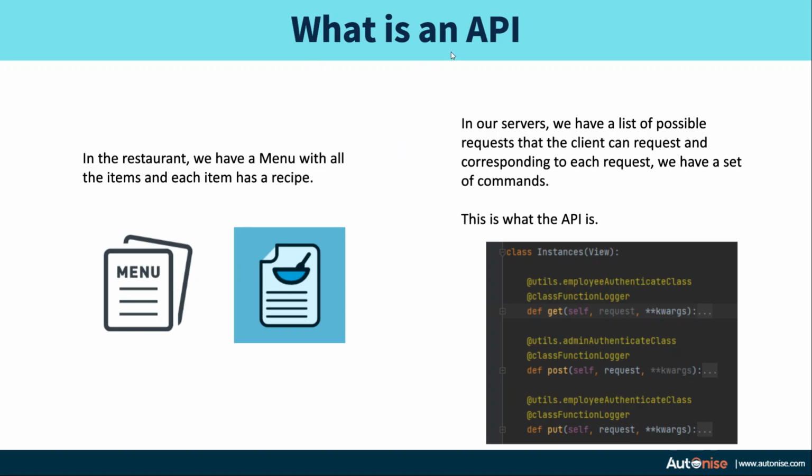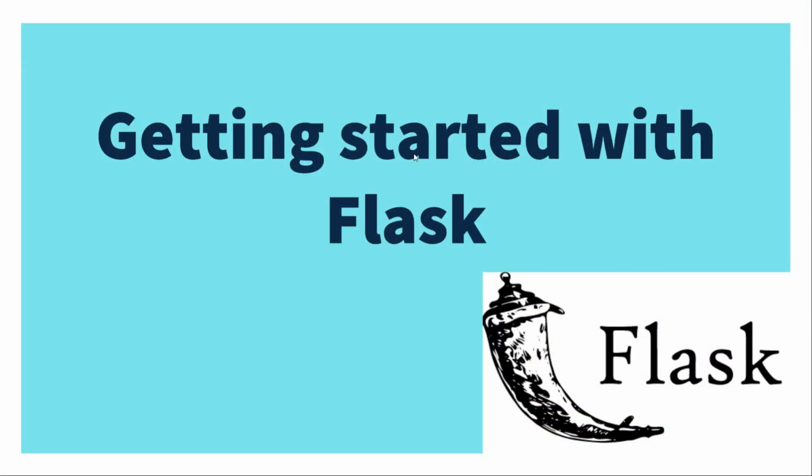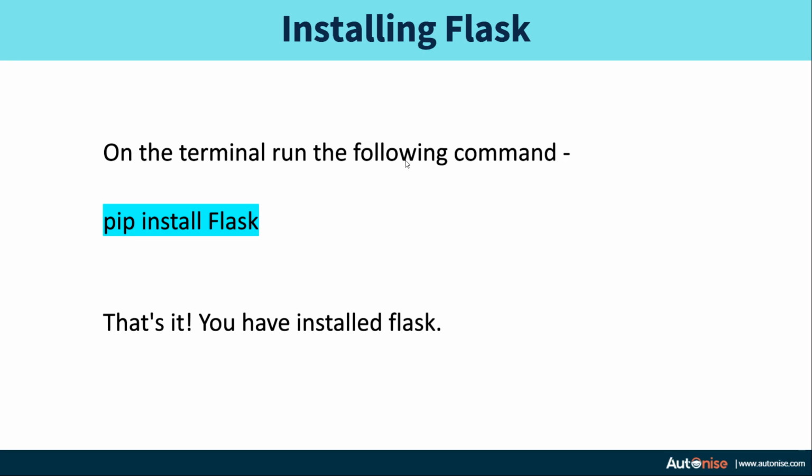So now that we understand what an API is, let's move on to Flask. First we'll understand how to install Flask, which is very simple, and then we'll see a Hello World application in Flask. To install Flask, if you have already installed Python or Anaconda, you can just do pip install Flask, and that's it. It will install Flask for you on your computer.